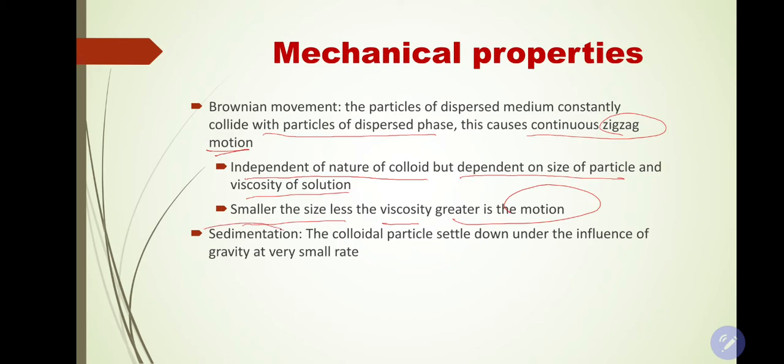Now talking about sedimentation, colloidal particles will never settle down, as we see in suspensions. When you add mud to water, it finally settles down. But have you ever seen colloidal particles such as milk settle down after some time, with clear water seen above? No, it never happens. They will only settle if you put them through the process of centrifugation.